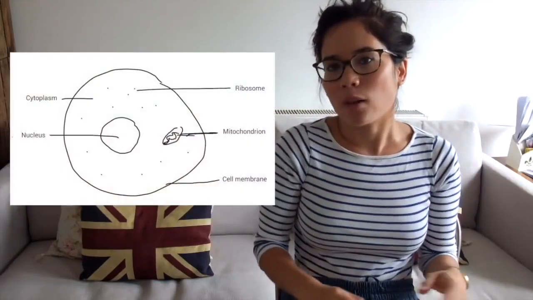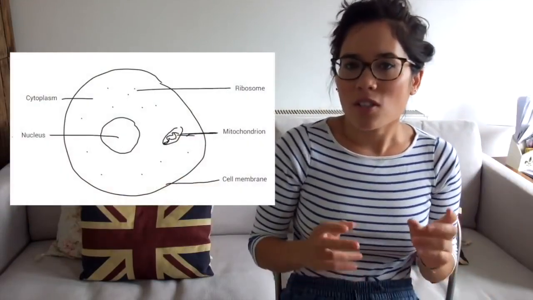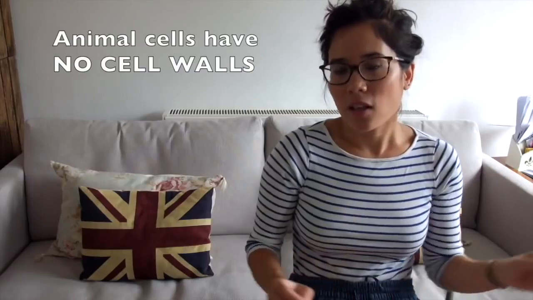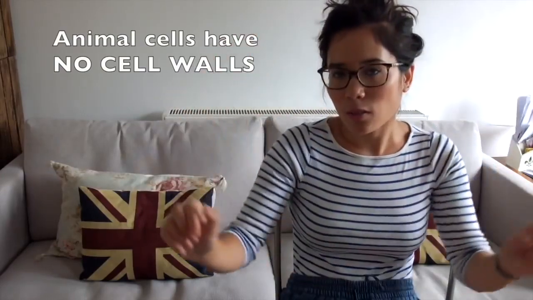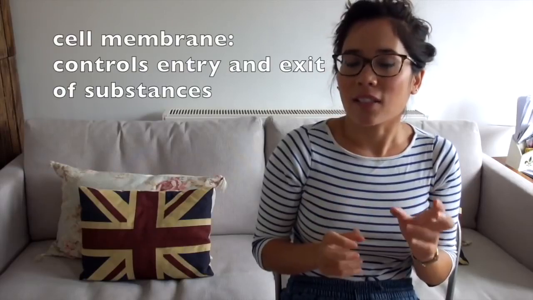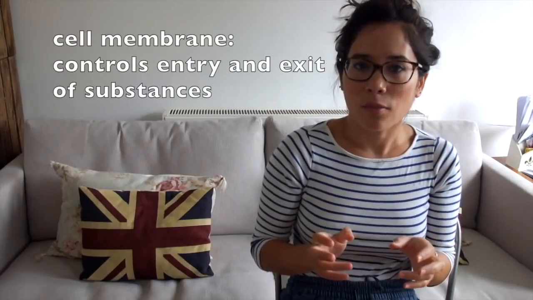Surrounding the cell you have a cell membrane. Please note that there is no cell wall in an animal cell. The only thing you have is a border, a single border, which is the cell membrane, and that controls the entry and exit of substances inside the cell.